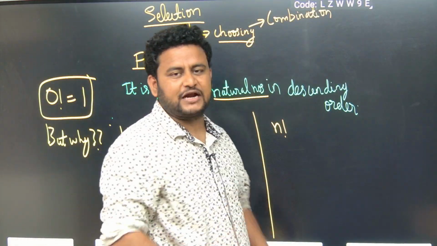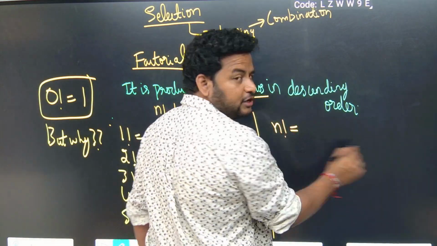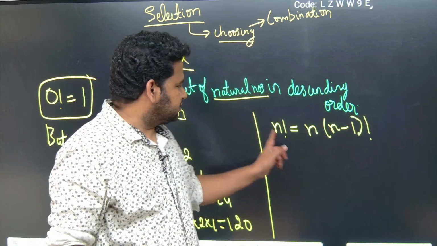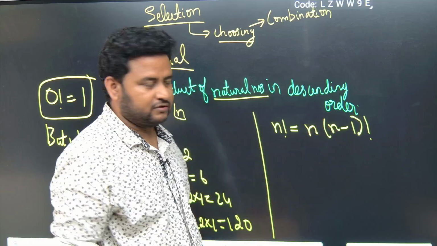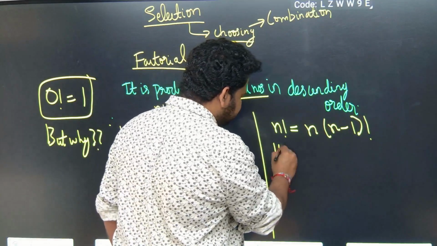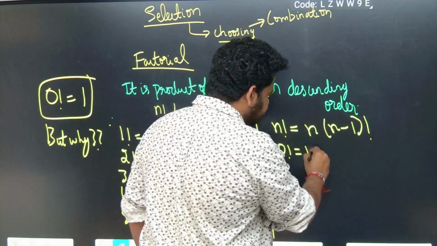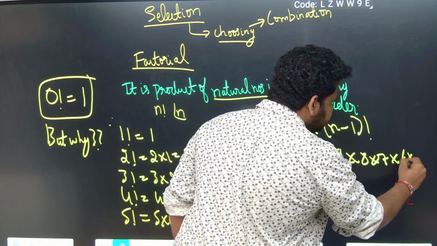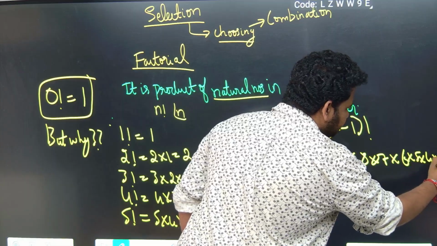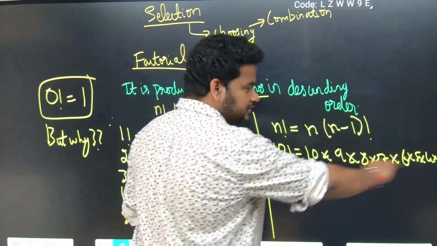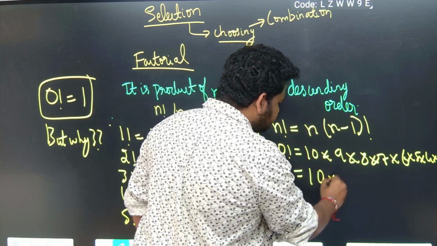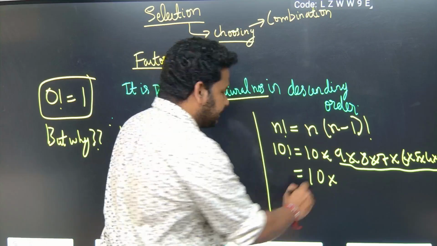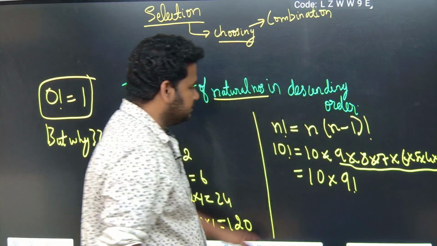Properties of factorial. If I say n factorial, this n factorial can be written as n into n minus 1 factorial. For example, 10 factorial can be written as 10 into 9 into 8 into 7 into 6 into 5 into 4 into 3 into 2 into 1. Instead of writing this much, I can write it as 10 into 9 factorial. Same thing I have done here.